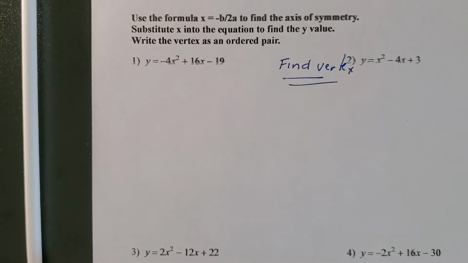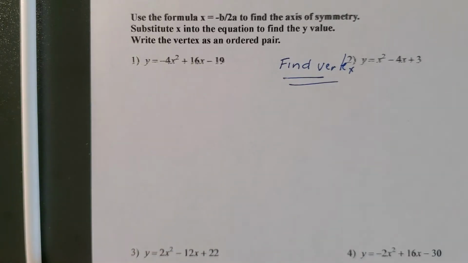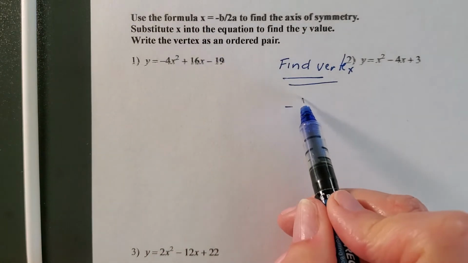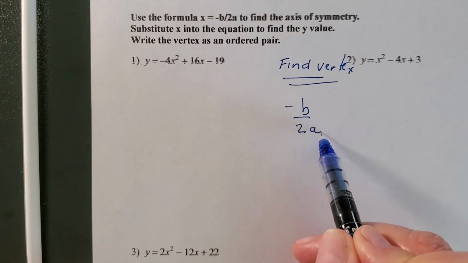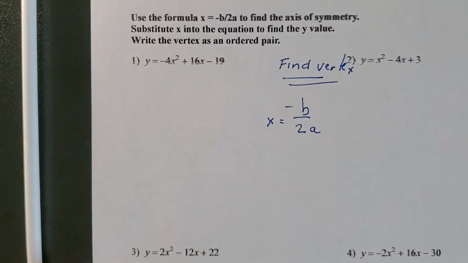Hello. So today, this is review again. So we have a quadratic equation and we're looking for the vertex. In order to do that, we have to use this little formula, the opposite. Usually you see it like this, that x is equal to the opposite of b over 2a.